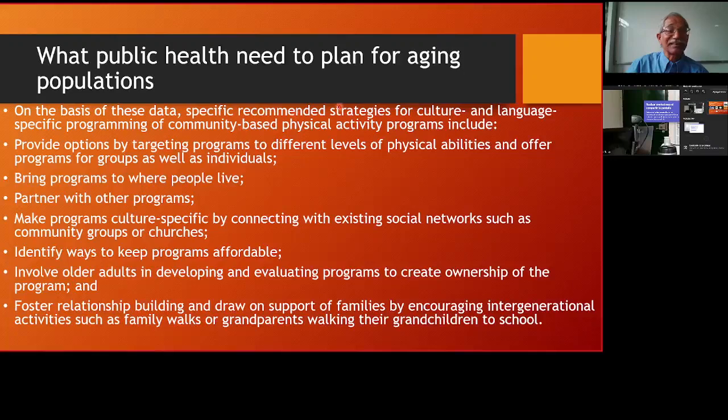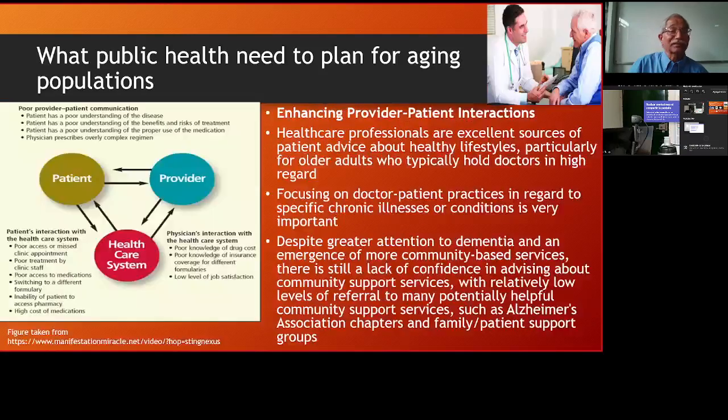So on the basis of this data and specific recommendations, strategies of culture, language, specific programming, community-based physical activity programming would provide options for targeting programs of different levels of physical abilities, offer programs for groups as well as individuals, bring programs to where people live, partner with other programs, identify ways to keep programs affordable, involve older adults in developing and evaluating programs and foster relationship building and support. Now these are some of the activities which public health is recommending for the aging population. They are working on it.